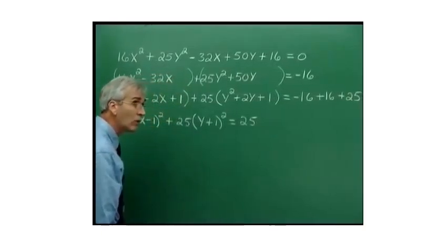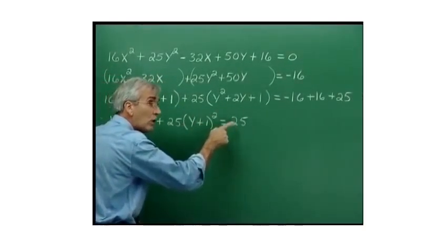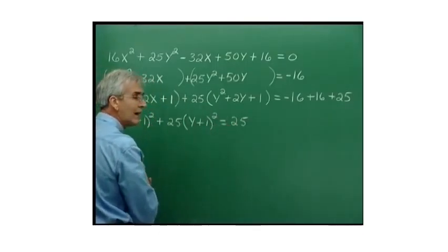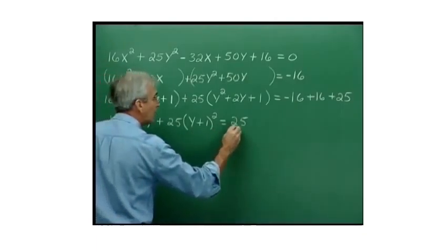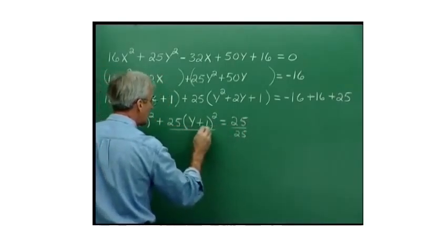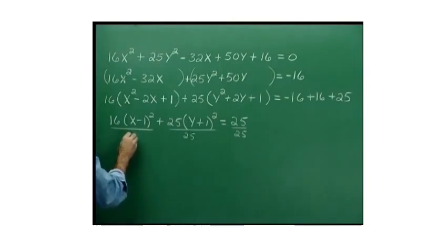Now, is this the form we're looking for? No, because the form we're looking for has a 1 isolated on the right side. So the next thing we want to do is divide through by 25. In the interest of time and space, I'm going to show that step like this. We're going to take the right side and divide by 25. We're going to take this term and divide by 25. We're going to take this term and divide by 25.